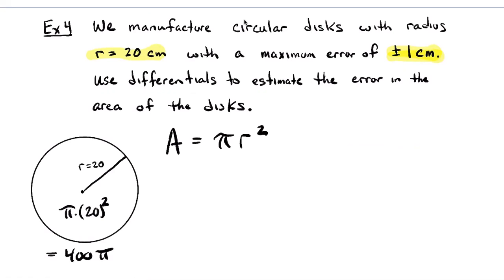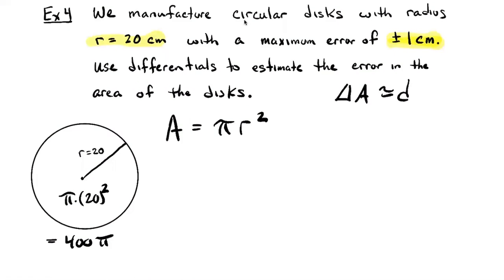So our circle has area 400 pi. So I'm talking about what's the change in that? The error in the area of the disks is the change in A, and I want to estimate that with differentials. So I'm just going to write dA. That was the principle I was talking about above: you want to estimate the change in some function, so let's do it with its differential.